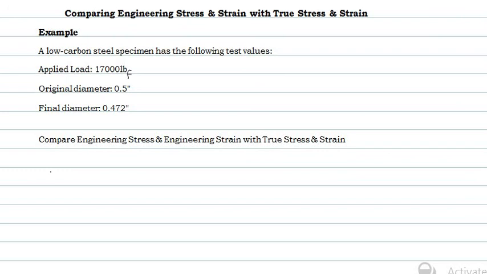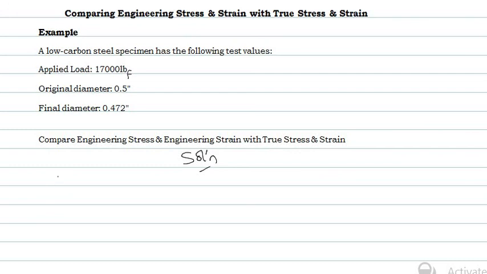Now to do that, we're going to first calculate engineering stress, we'll calculate engineering strain, and then it will be sensible in this case to use the formula for true stress and true strain that involves values of engineering stress and engineering strain. So first we're going to calculate our engineering stress. Let's tag this as solution.